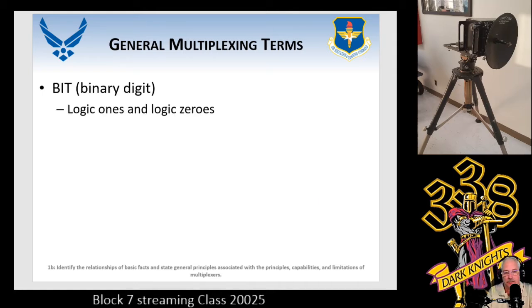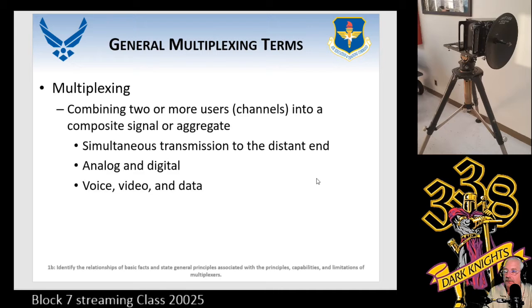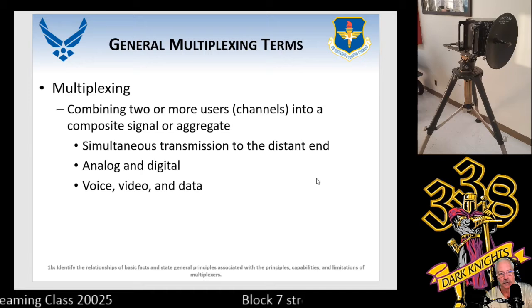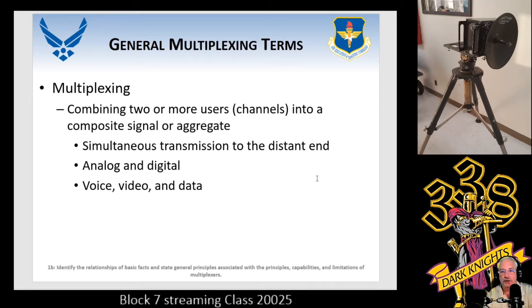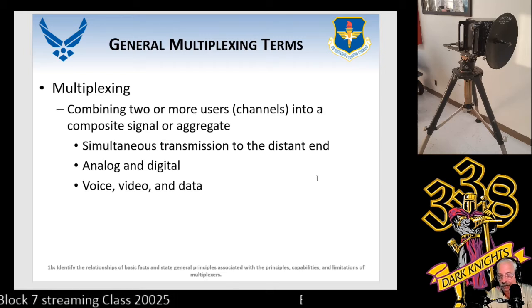Next up, we have bit. This is your binary digit, not to be confused with byte. Bits are ones and zeros. Multiplexing. This is where you're going to take two or more channels, in parentheses users, because users can be a single entity, just one user for one channel, but you could have multiple users on one channel. Like I showed you back at the FCC 100 where you saw a SIPRnet that had many users on it, and that was on one channel. You also saw where one computer was using one channel. So channels are a better way of saying that.